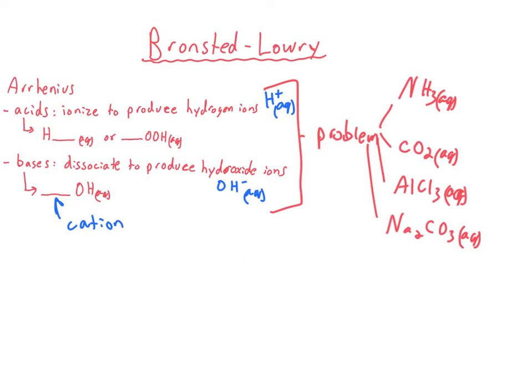Now, that definition is fine until you get to certain chemicals. The chemicals that we're going to be talking about today, there's just 4 of them, but there's a lot more that do not fit this definition. If we take a look at these 4 chemicals, we have ammonia, carbon dioxide, aluminum chloride, and sodium carbonate.